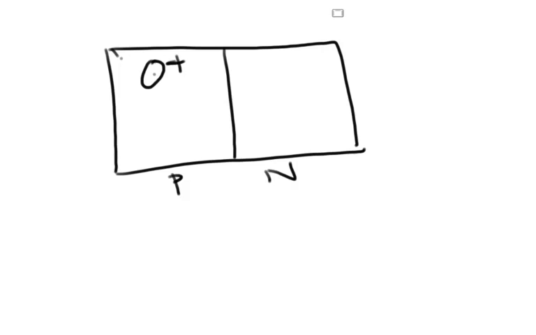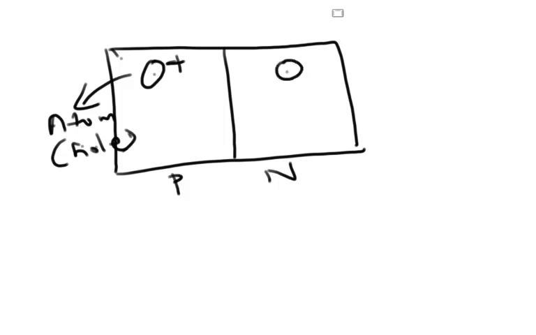Consider this hole. This is an atom with excess hole. This is an electron. This is an atom with excess electron.